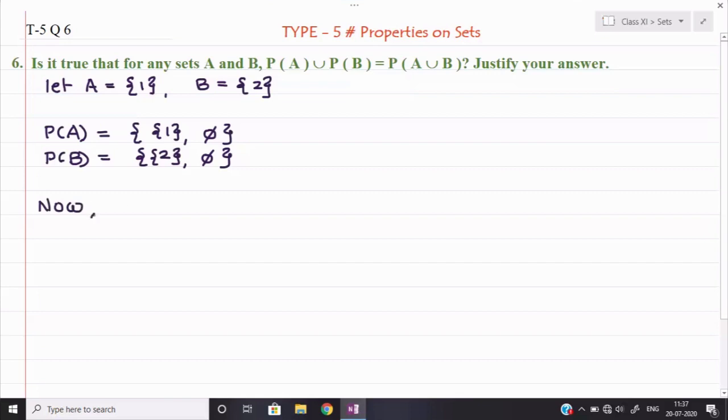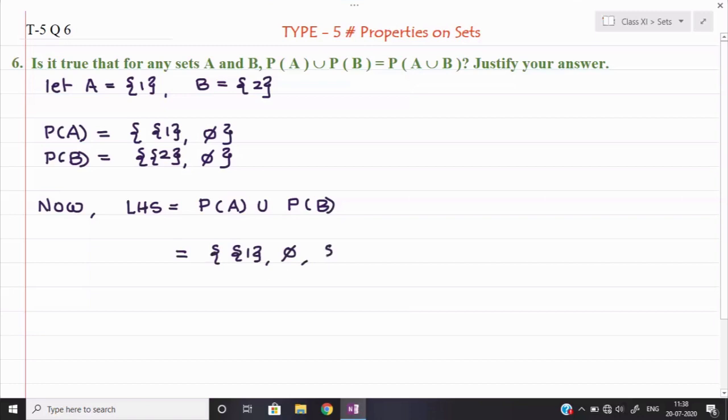Now we shall find out the LHS. What is our left hand side? The left hand side is given to us as P of A union P of B. So I want to compile the elements of P of A and P of B. I am writing first the elements of P of A, that is {1}, the empty set. Now I will write down those elements of P of B which have not appeared up till now.